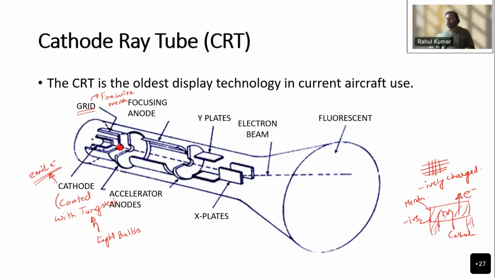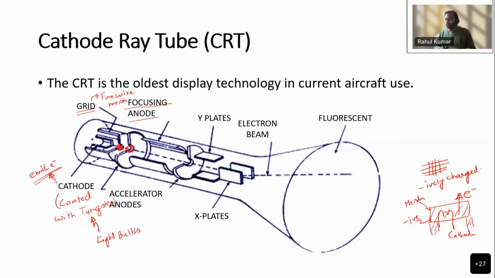Then you have the focusing anodes. These focusing anodes are positively charged and they will attract the electrons, and they have a small slit or a gap in the middle through which the electrons, in the form of a beam, will come out. So the focusing anode will focus the electrons which are coming out.